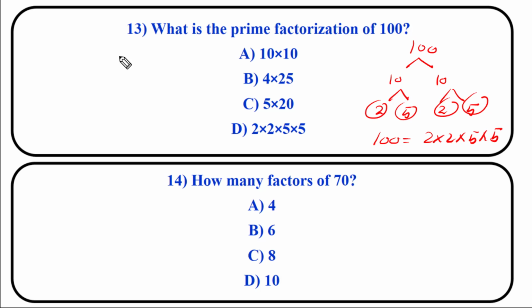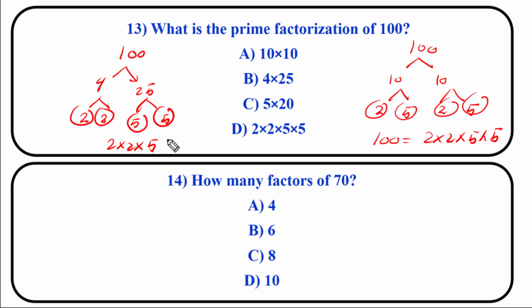You can say here that 100, guys, is divisible by 4. It's easy. Equals what? Equals 25. We can say that 4 equals 2 times 2 and 25 equals 5 times 5. Now it will be double 2 times double 5. So the prime factorization of 100, guys, is what? Is D.